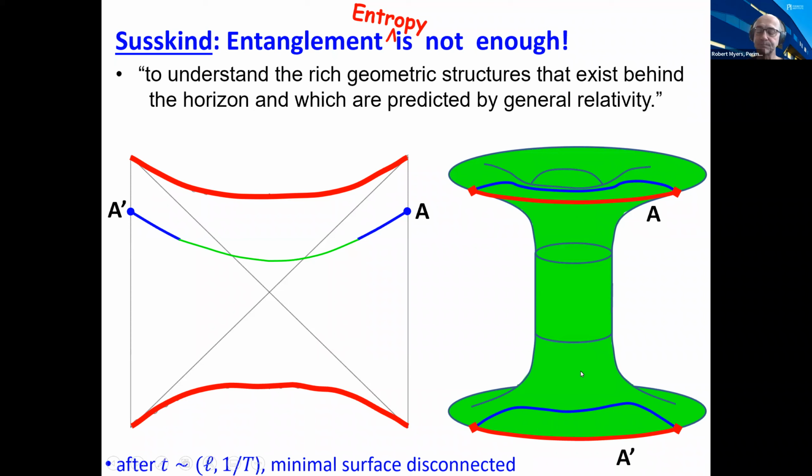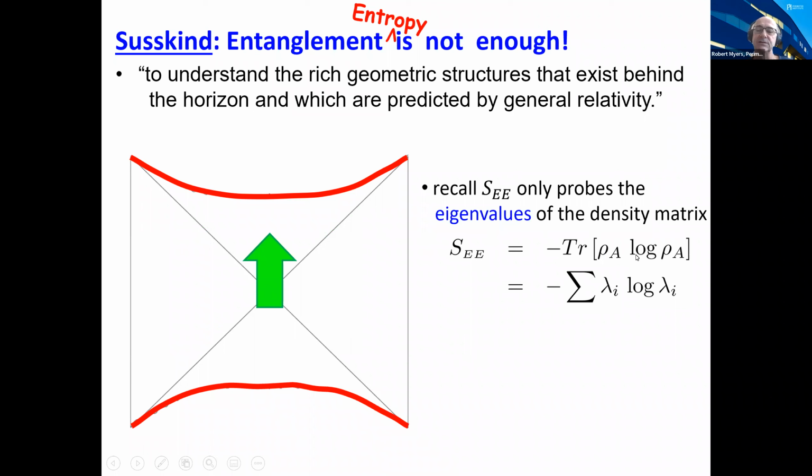The entanglement entropy is identical as we continue to evolve forward. And so we're not really probing at late times this interior region anymore. Now, one of the observations one might make is that the entanglement entropy is a probe that knows about the eigenvalues of the corresponding reduced density matrix.